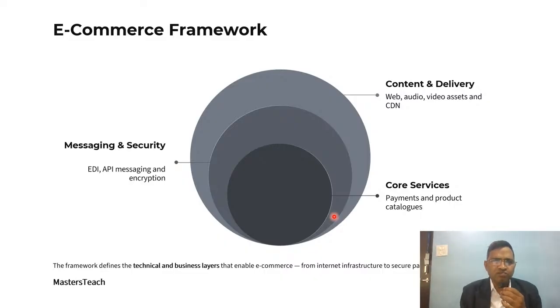How does the e-commerce framework work? For example, using messaging, these are the core services: payment and product catalog. The second one is security, and the third one is content delivery. Core services are payment and product catalog, whereas messaging, security, EDI, API messaging, then content delivery may be through web, audio, video, etc. So these are the layers of the framework.